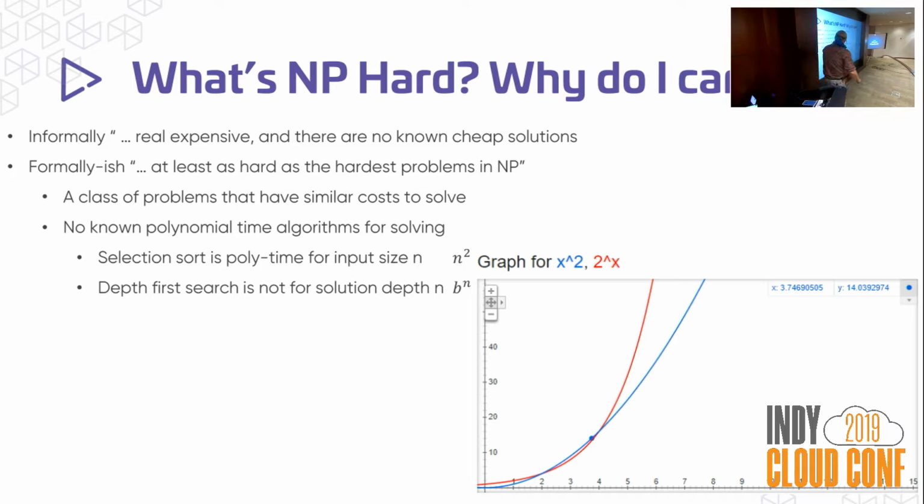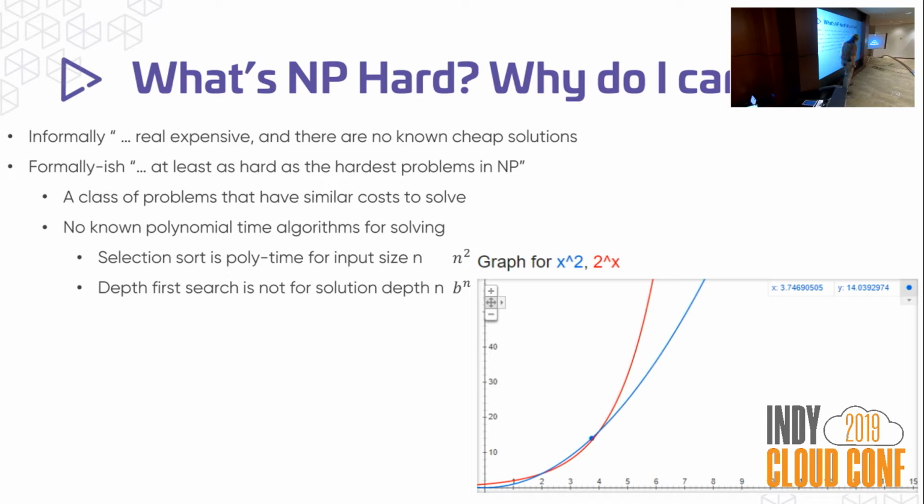To give you a more graphical representation of that, informally, NP-hard problems are real expensive, and we don't know good, cheap solutions. In particular, one algorithm you've probably encountered in your life is selection sort. It's a technique for sorting lists, right? And it's polytime for an input size n. In fact, it's n squared, or n squared log n. Depth-first search is not polytime, it's exponential. So for a particular problem with a solution at depth n, it's actually the branching factor of the tree, and we'll get to what this means, to the n.